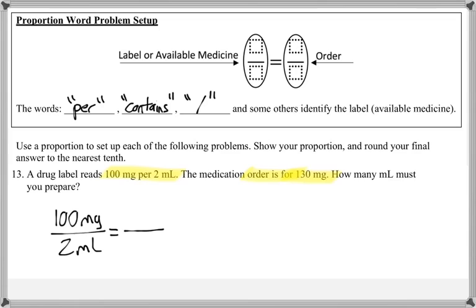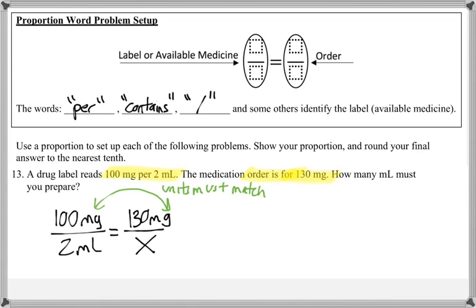Now the 130 I need to put on the right, and I need to put it on the top. And this is because my units need to match. So the units must match. And then I'm going to put an X on the bottom.